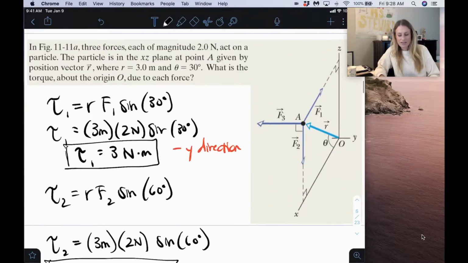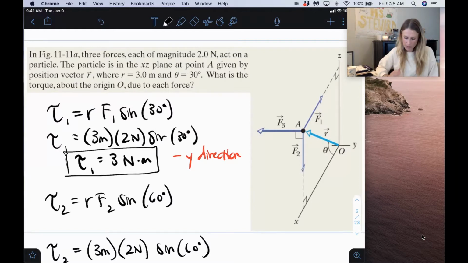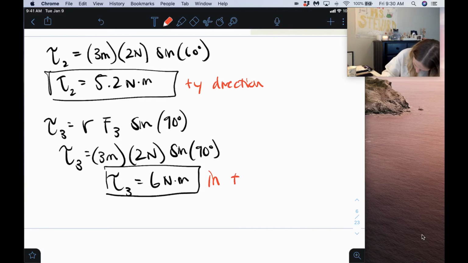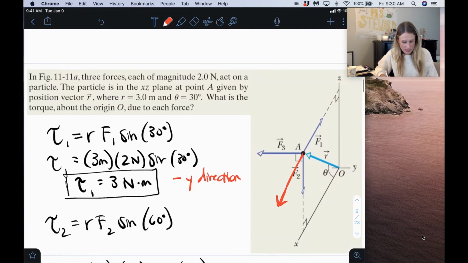And then here, the direction is a little bit more difficult. We're going to point our fingers in the direction of R and then curl our fingers in the direction of F3. And we can see that the torque is going to be kind of down at an angle. It's really hard to draw, down at an angle like this, in the positive x, negative z plane. All right, so those are our 3 different torques caused by those 3 different forces.